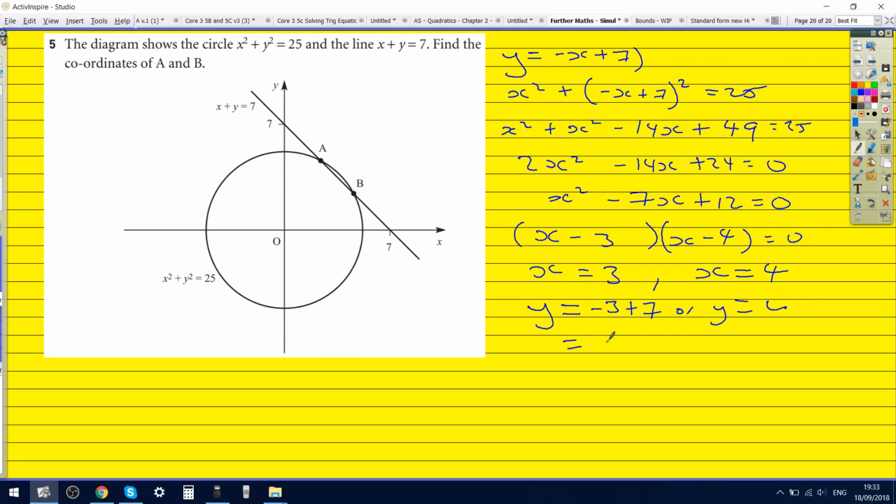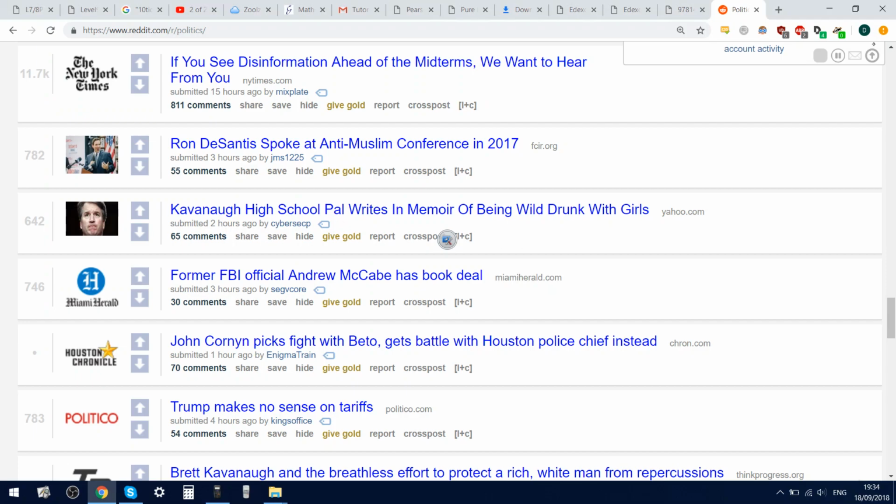So our first set of coordinates would be 3, 4. The next set would be 4, 3. If you do minus 4 plus 7, 4, 3. Which one is A? Which one is B? You can say that A is 3, 4. B is 4, 3. That's it. Any questions there? No, that's fine. So this is more like what an exam question looks like, and you got it.